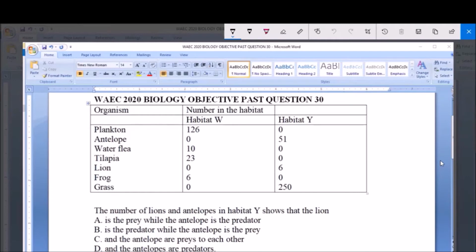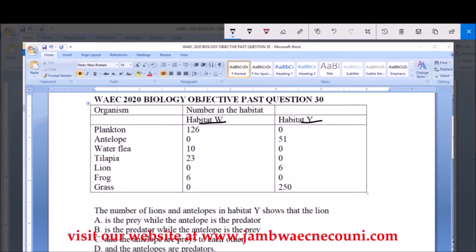So we have this table showing some organisms and their number in two habitats, habitat W and habitat Y. Now the question is, the number of lions and antelopes in habitat Y shows that the lion A is the prey while the antelope is the predator, B is the predator while the antelope is the prey, C and the antelope are prey to each other. And the antelopes are predators.